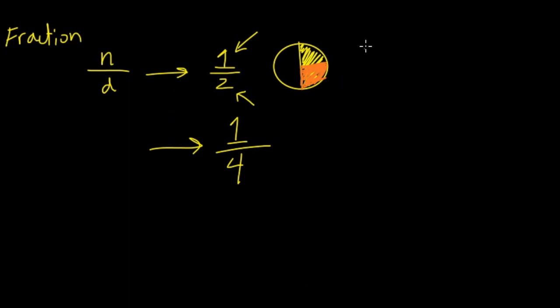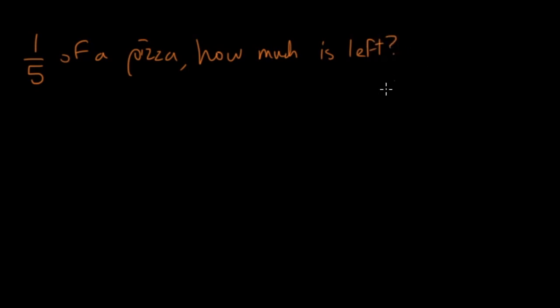All right, let's start evaluating them. So, if I have 1 over 5 of a pizza, how much is left? So let's first draw our pizza. So we have our circular disc. This pizza, how many slices will there be? There will have to be 5 slices.